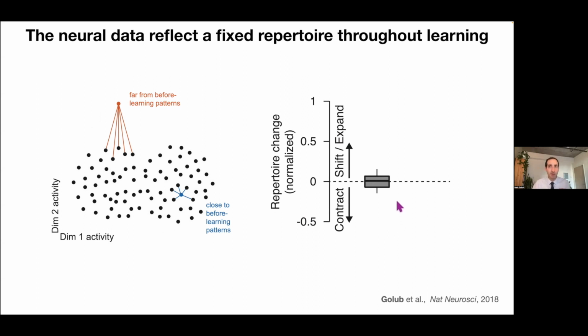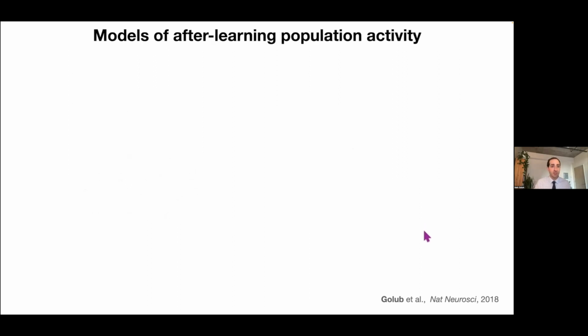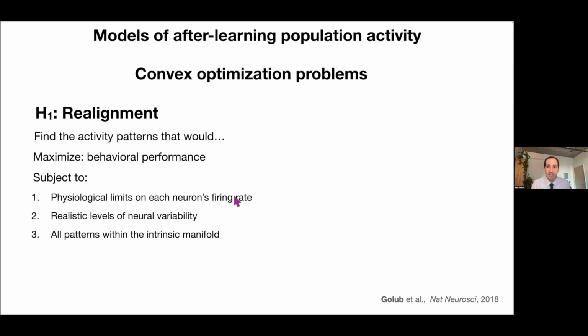Okay, we'll come back to this in a second, but first I want to go a bit deeper. So far we've been looking at a lot of pretty pictures based on qualitative hypotheses, but a more complete understanding of the data requires that we make these hypotheses quantitative. So to do this, we built models to predict the distribution of after learning activity patterns that we should expect under each hypothesis. These predicted distributions were the solutions to hypothesis-specific convex optimization problems. For realignment, we found the activity patterns that would maximize behavioral performance through the perturbed BCI mapping, subject to physiological limits on each neuron's firing rate, realistic levels of neural variability, and all activity patterns needed to reside in the intrinsic manifold.